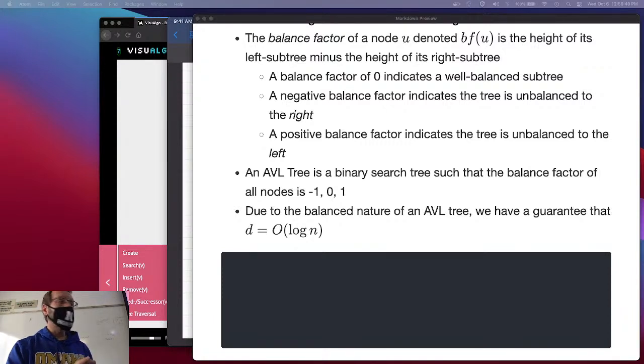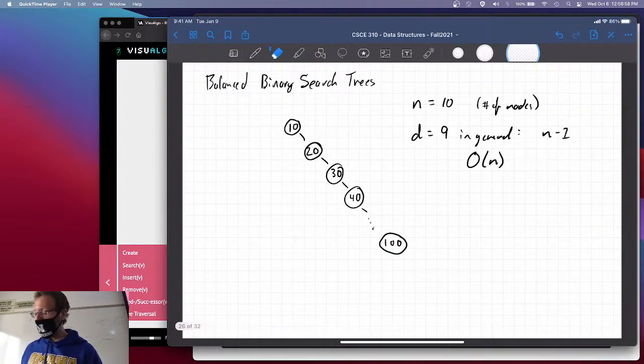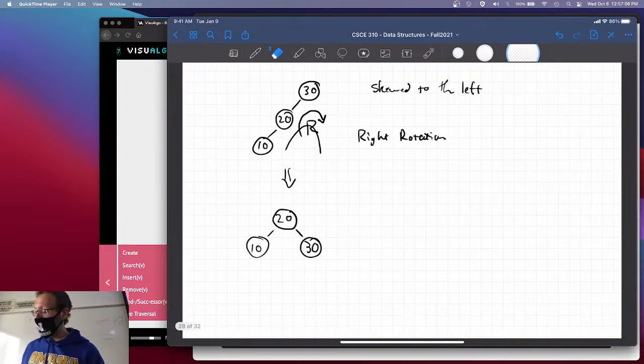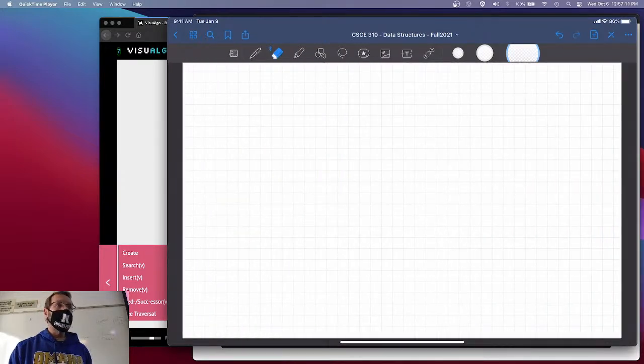You have to be careful though, because if you just start inserting things willy-nilly without actually re-rotating it each and every single time, then you'll end up with something that is unbalanced. So you have to keep track of all of the balance factors, and when a balance factor becomes greater than 2 or less than -2, that's when you need to do a rotation.